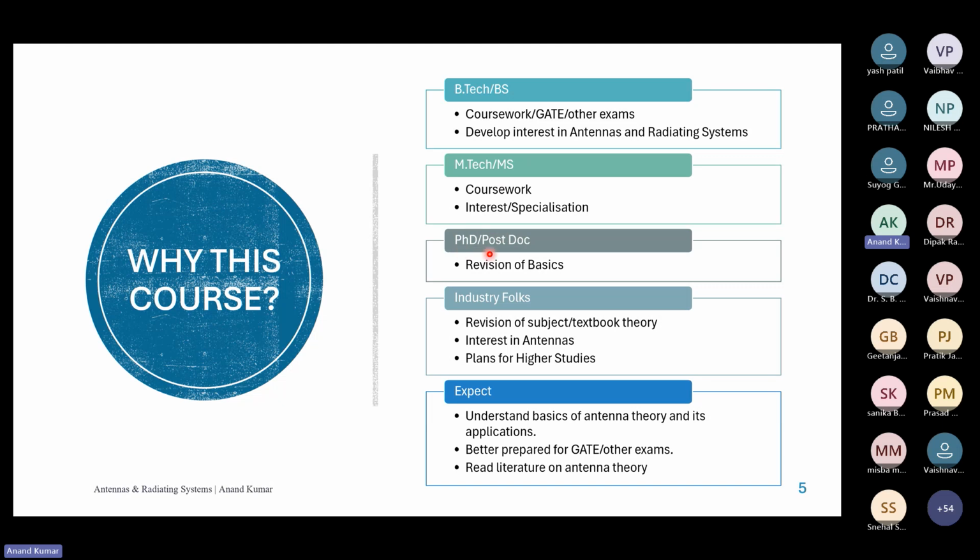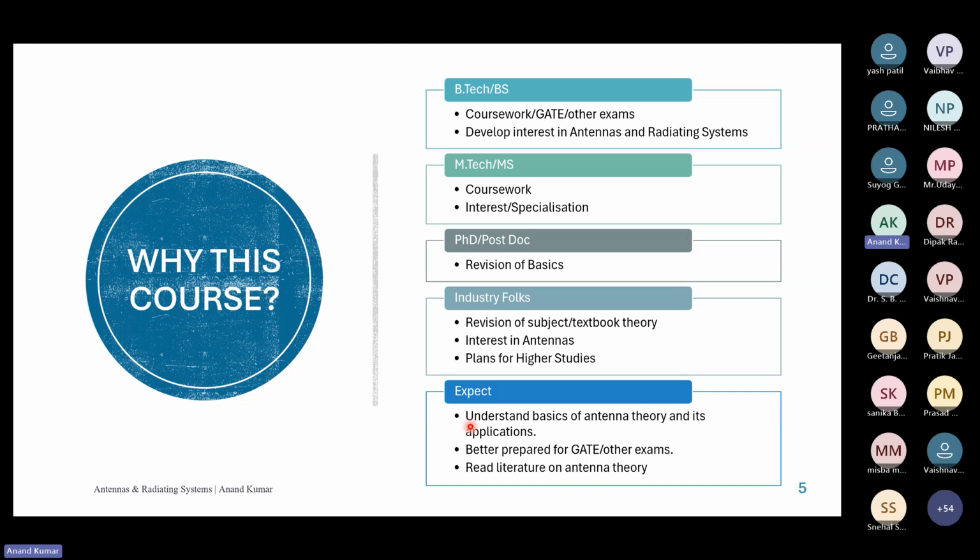For PhDs and postdocs, if you want to just revise the basics because you have already studied this course quite a few times, if you are doing a PhD in antennas. If you're from industry, you could use this course as a revision of the subject. If you are interested in antennas, if you're from a different area, and if you're planning to apply for higher studies, then you might look into this course as well. Your expectations from this course, this is what I will try to deliver.